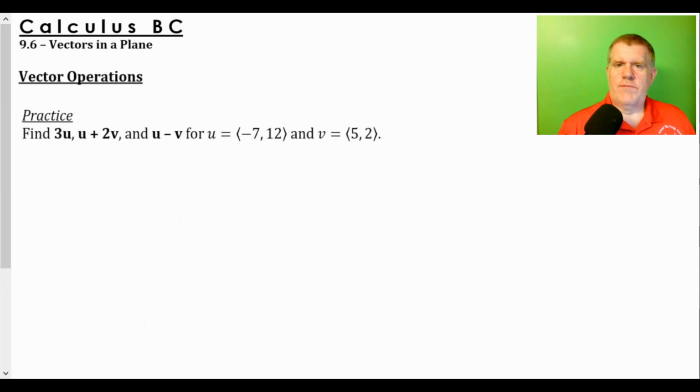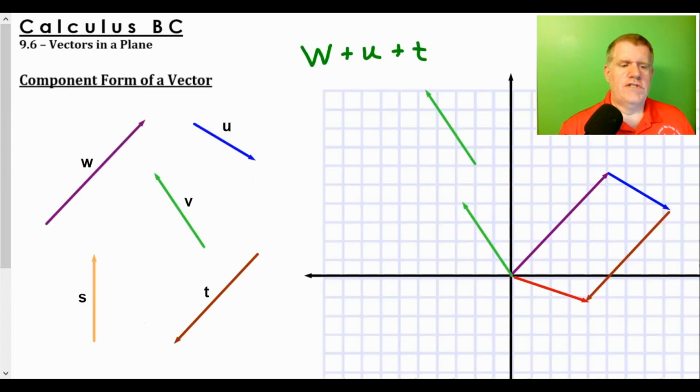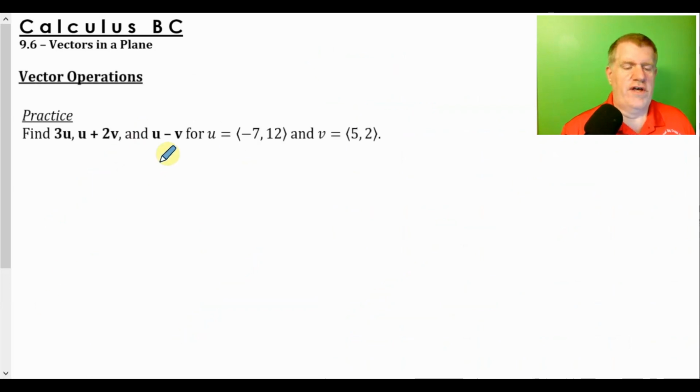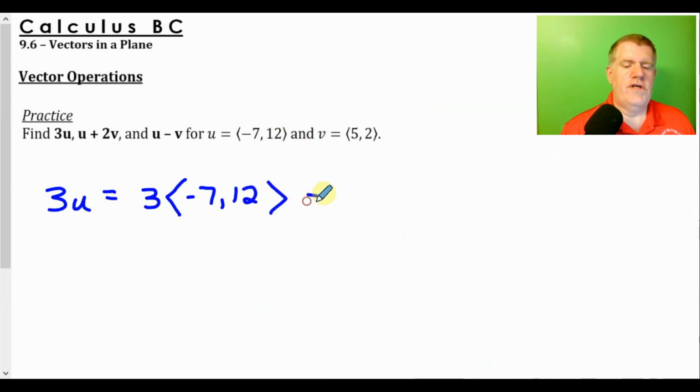All right, vector operations. We talked about vector operations as a geometric exercise. Now what about as an algebraic exercise? Well, pretty straightforward. Our vector u is -7, 12 in component form. So I'm just going to multiply them by 3. So 3u is the vector -21 and 36.